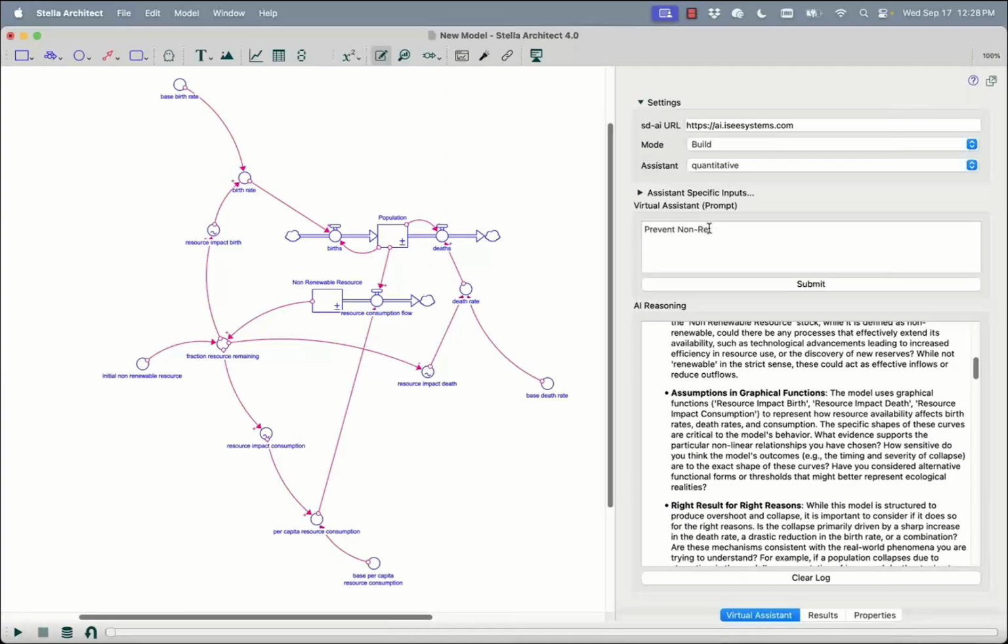Prevent non-renewable resource. In this case, I did spell it right, but for those of you who aren't good spellers like me, minor spelling errors inside of prompts don't really tend to affect things. Likewise, if you want to generate models in other languages, Spanish, Turkish, whatever, if you prompt in that language, you will get models in that language. So we want to prevent non-renewable resource from going negative by limiting the resource consumption flow.